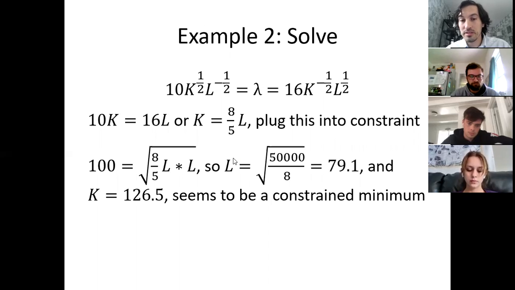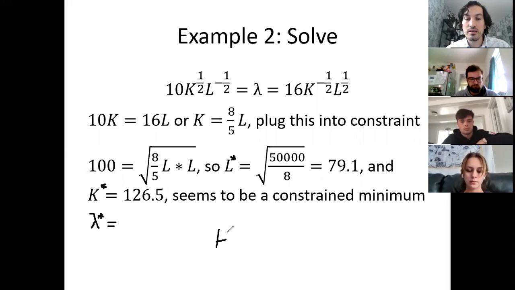I'm sloppy here. I didn't put the stars in. You don't have to put the stars in, but the fact that you think this is a solution means call it L star, and this is like K star, the potential solution to this problem. There's also a lambda star out there, and lambda star would have to be found with this formula here: 16 times K to the negative 1/2 times L to the 1/2. You'd have to calculate it with these numbers, and you would get some number for lambda.